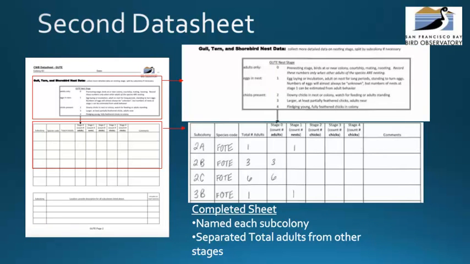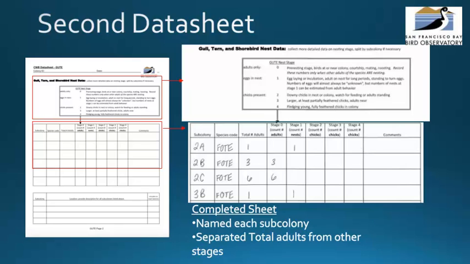This is the second datasheet you will fill out. This top portion describes the specific information for each stage that you can refer to when you are in the field. In this complete sheet, they named each subcolony, counted the total number of adults, and provided the appropriate count for nests and chicks in each stage.